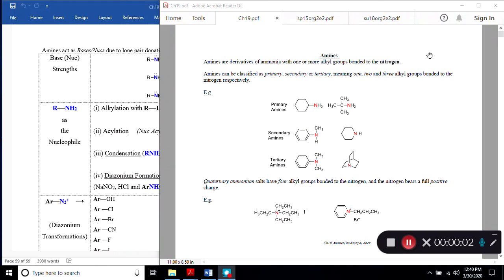Okay, so we should be able to get chapter 19 cranked out in 3 recitation videos. Chapter 19 deals with functional groups that contain nitrogen. Primarily we're going to focus on amines. So an amine is where you have a nitrogen connected to one or more alkyl groups.